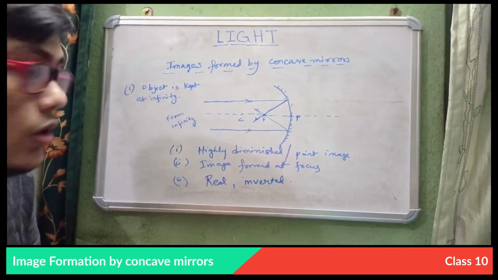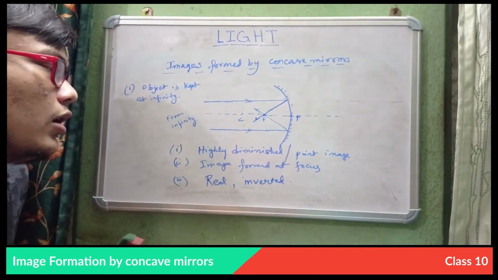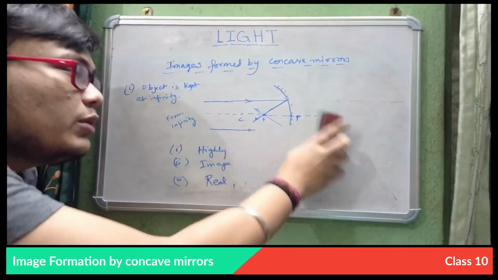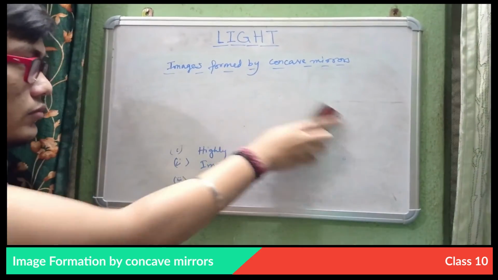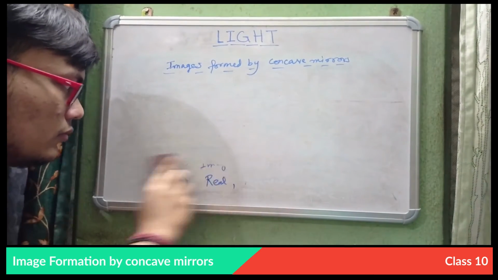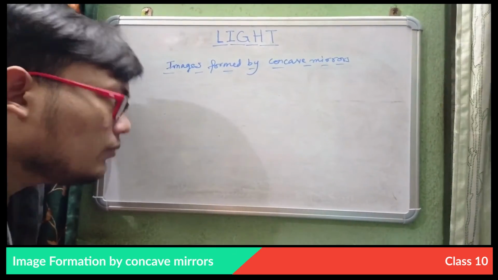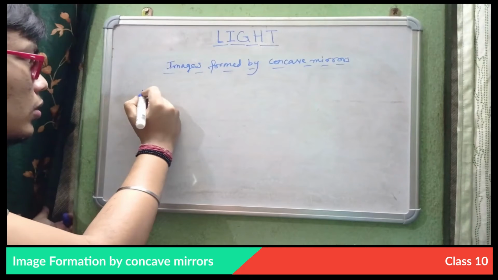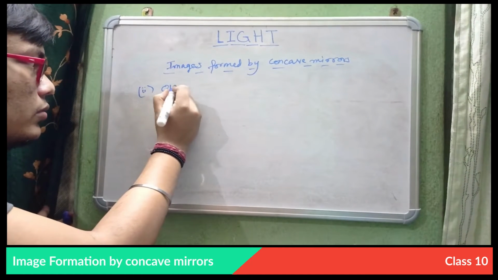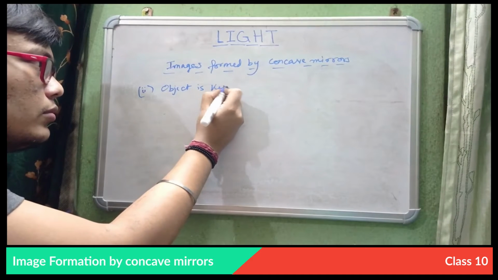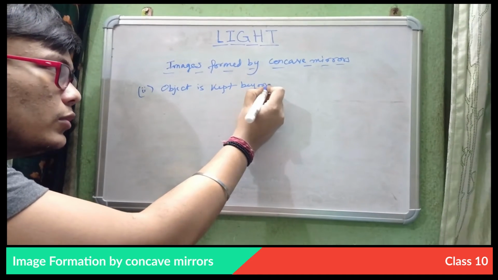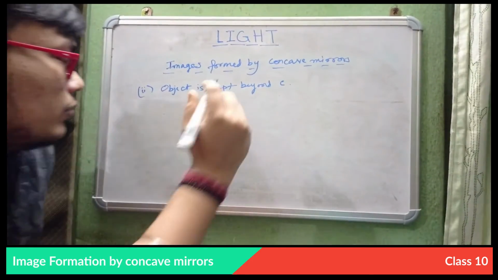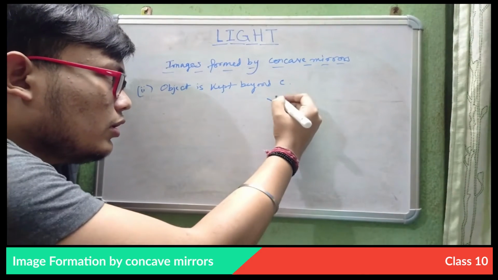Okay, so in this first case the object is placed at infinity. Now if we keep the object somewhere beyond C, not at infinity but somewhere beyond C, let's see what will be the characteristics of images then. Now in this case, which is case 2, the object is kept beyond C, but mind you, it is not kept at infinity, it is kept beyond C. Okay, now I'll draw the mirror.